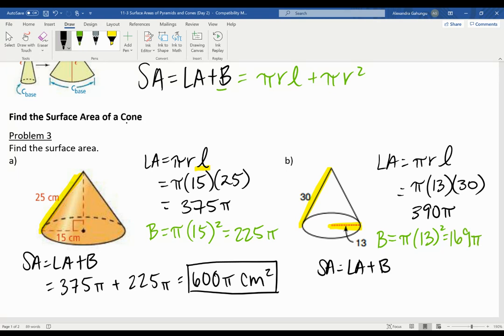And I add those two together because it's like the wrapped up part, and then the base there, it's going to be 390 pi plus 169 pi. And we'll get 559 pi. We don't have units. You can write units squared or u squared. I kind of don't love how that looks, so I'm going to leave it like that. And that's how you find the surface area of our cone.